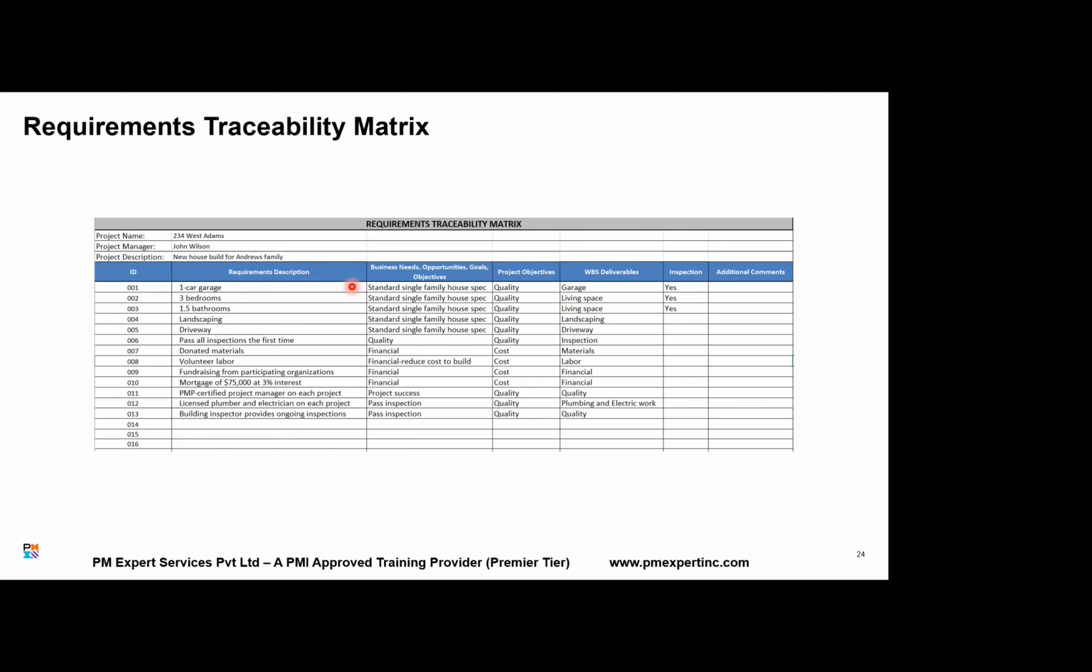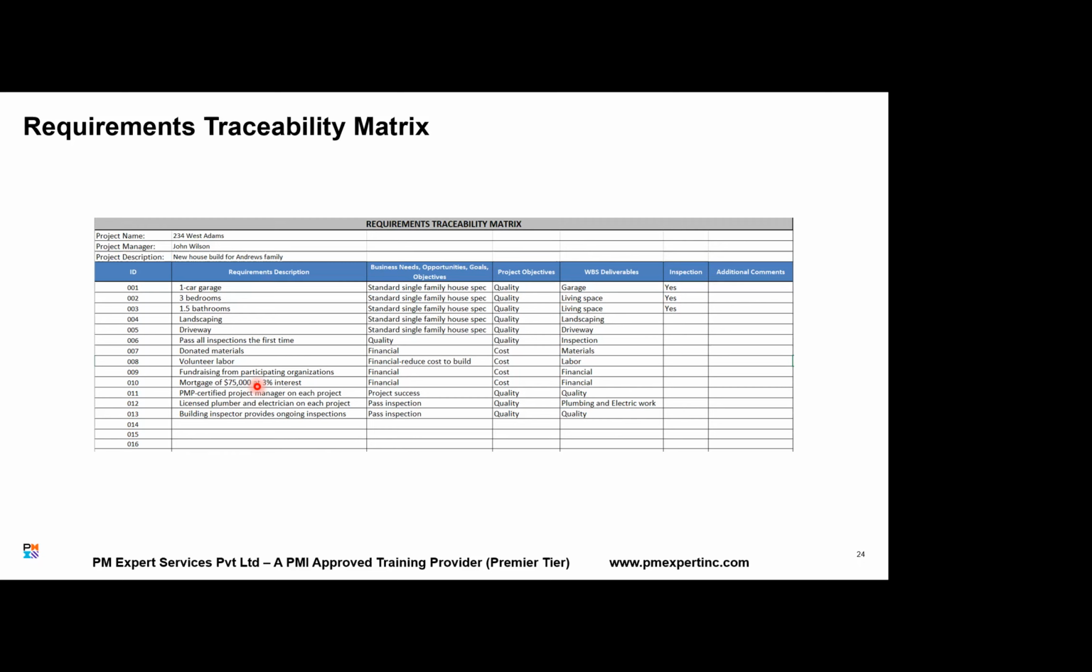Now, tell me, should every requirement fulfill some business need, opportunity, goal, or project objective or not? Every requirement should be aligned, right? If a requirement is not fulfilling a business need, opportunity, goal, or objective, should it be eliminated or not? Yes, Pankaj. It should be eliminated, right?